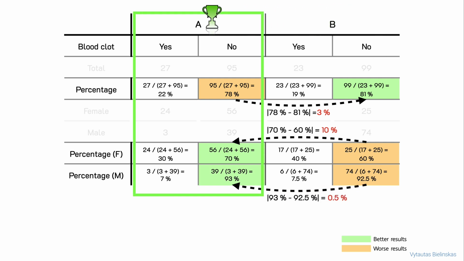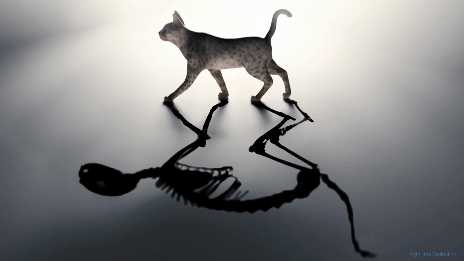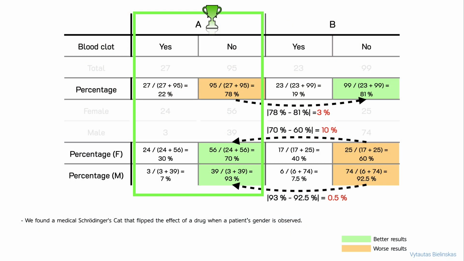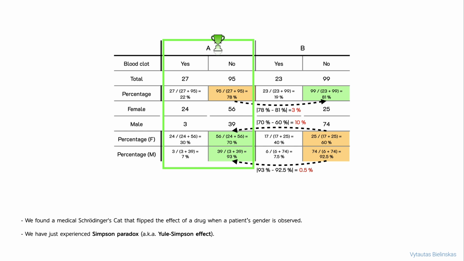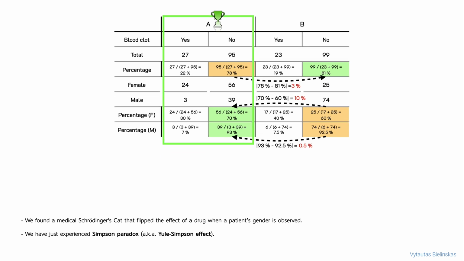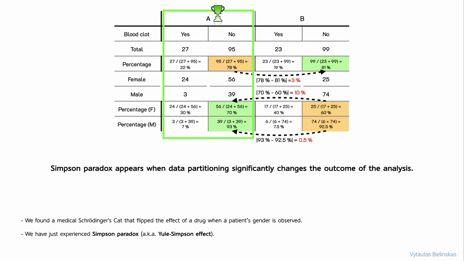We found a medical Schrödinger's cat that flipped the effect of a drug when a patient's gender is observed. We have just experienced a Simpson paradox, also known as the Yule-Simpson effect. Simpson paradox appears when data partitioning significantly changes the outcome of the analysis.